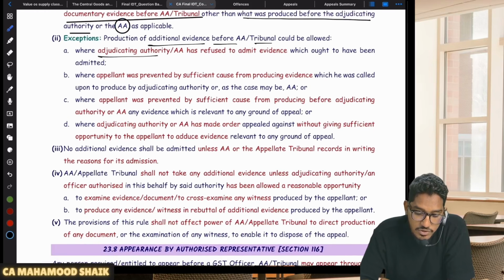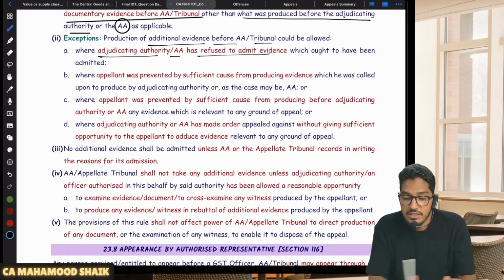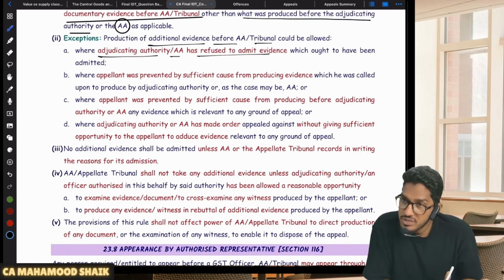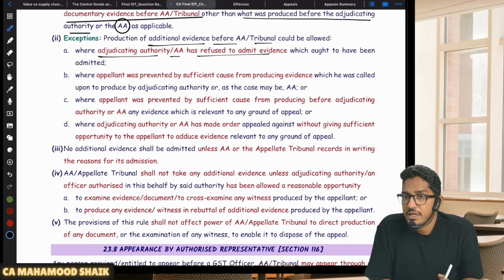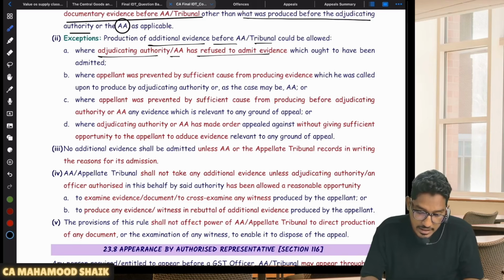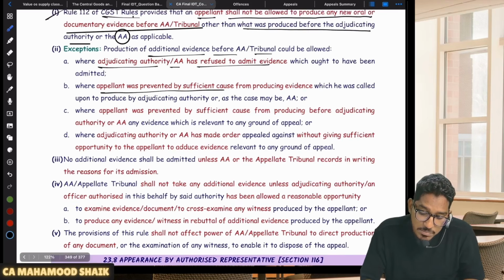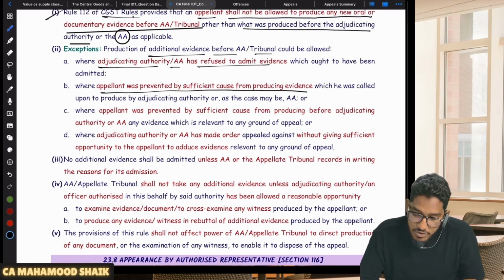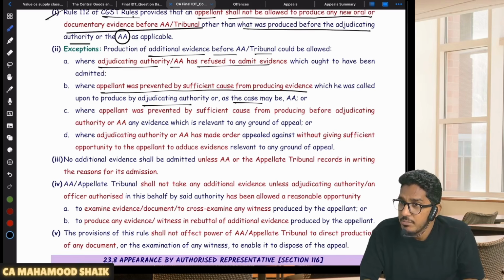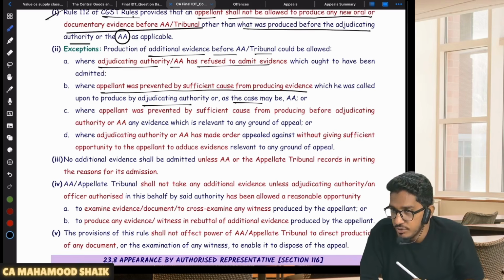When, sir? When the adjudicating authority or appellate authority has refused to admit that evidence which ought to have been admitted. You submitted to them also, but they are not accepting. Might be they could accept it here. That's why you are submitting. Then they can accept. Where the appellant was prevented by sufficient cause from producing evidence which he was called upon to produce by the adjudicating authority, or as the case may be, you wanted to provide it, but at that point of time you were prevented from doing it because of unavoidable circumstances.